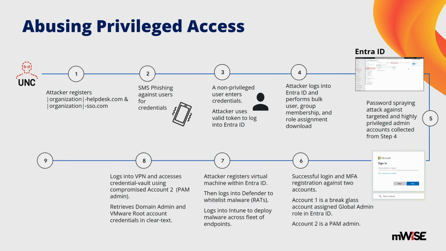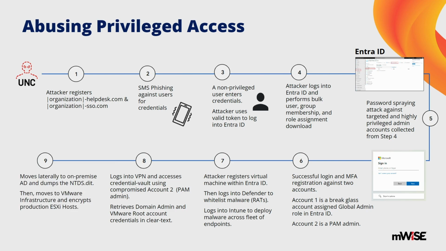And then additionally, we see them register a VM, a virtual machine, in Entra ID, and with their virtual machine now trusted, they log into the VPN and move laterally across the network to access the password vault. Using the second compromised account, they were able to directly access the password vault and retrieve additional credentials. One was for a domain admin account, and an additional account was the VMware root account.